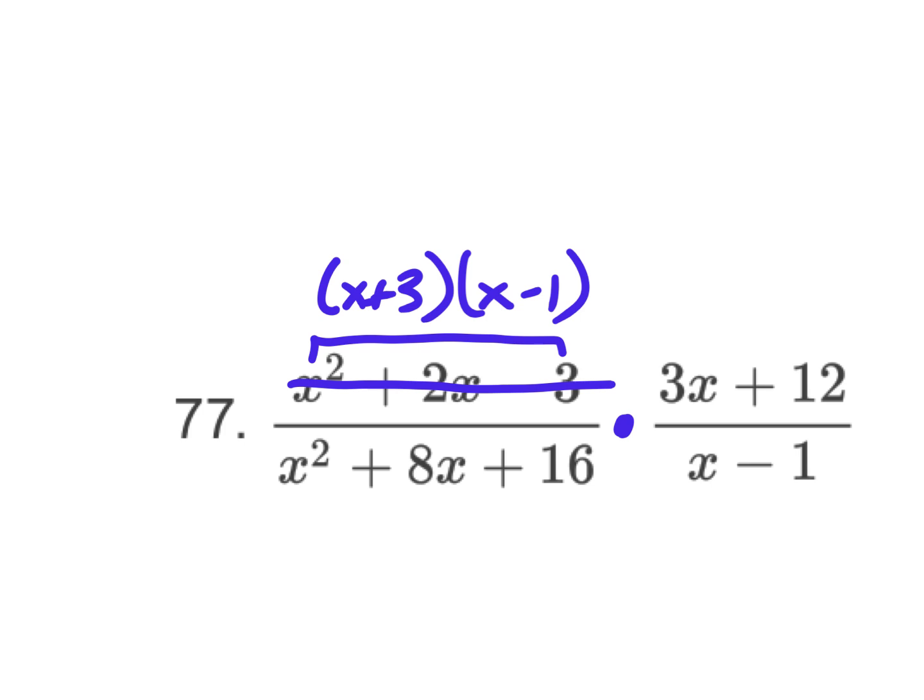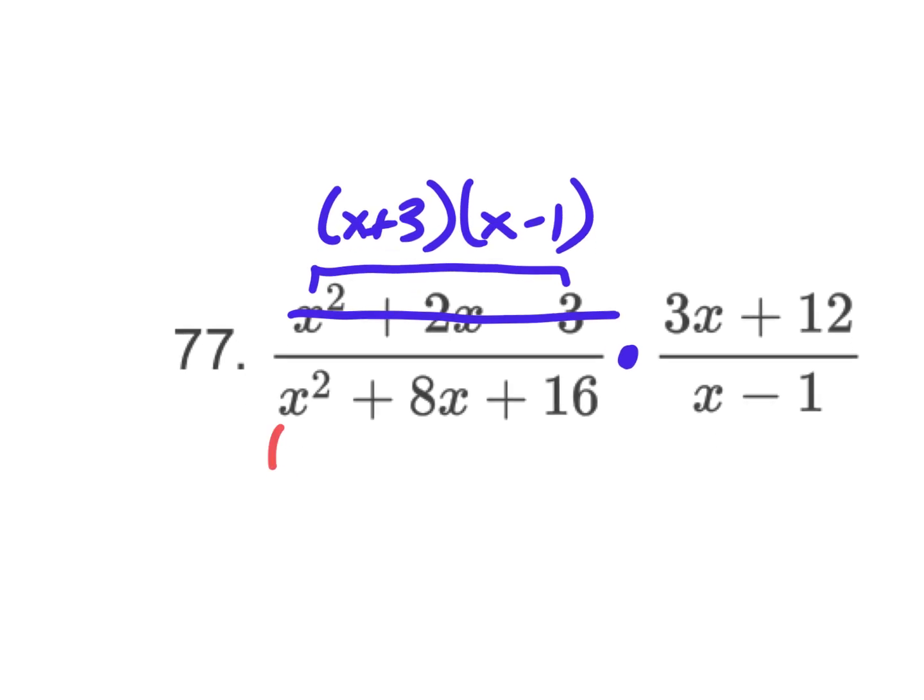So that's gone. Now I'll change colors. Let's go to the bottom left. What are the factors of 16 that multiply to give me 16 and add to give me 8? It's going to be x plus 4 and x plus 4. That one's gone.